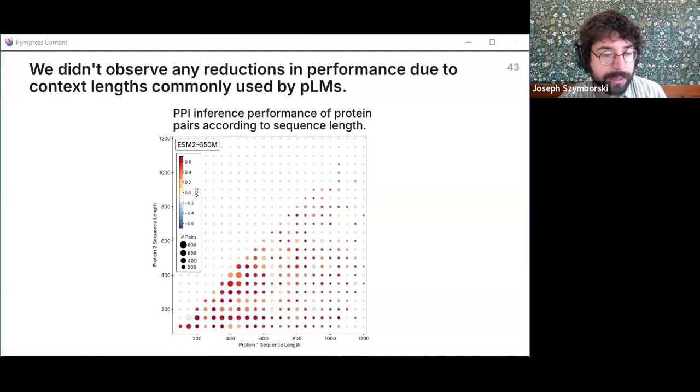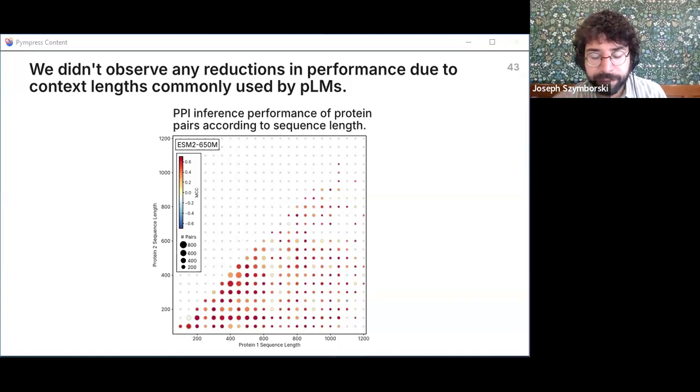Despite this, though, we really didn't observe any reductions in performance due to context length. Here you have ESM2650, and each bin in this plot represents pairs of proteins where the length of each protein in the pair is indicated by the two axes. The color of the bin indicates performance. So the redder it is, the better it is, and the bluer it is, the worse. For ESM2650, as is the case with all of the other pLMs we tested, there's not really a trend.